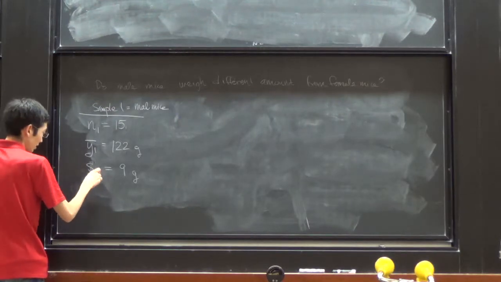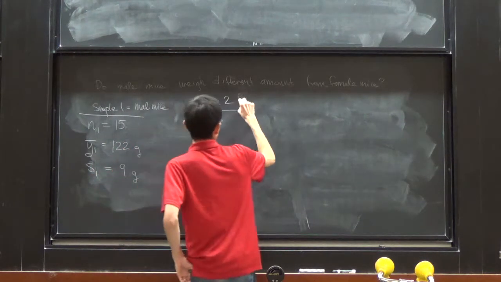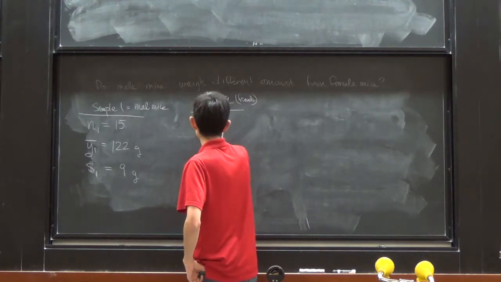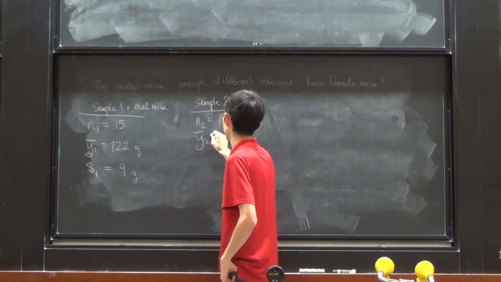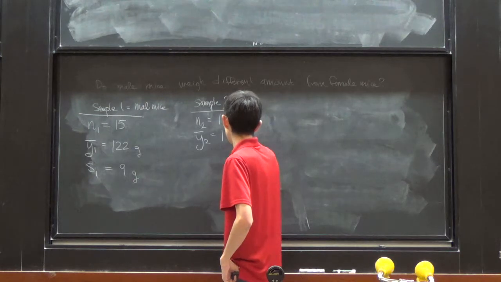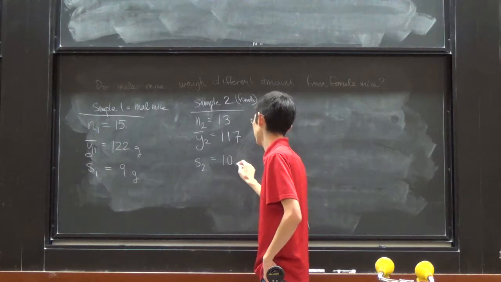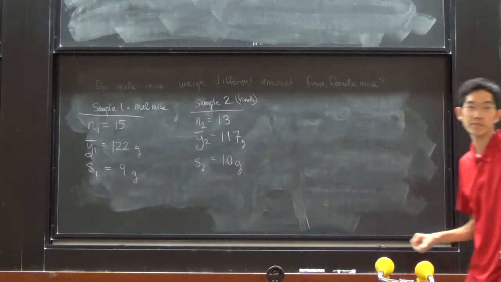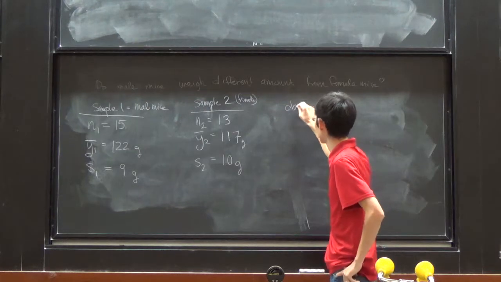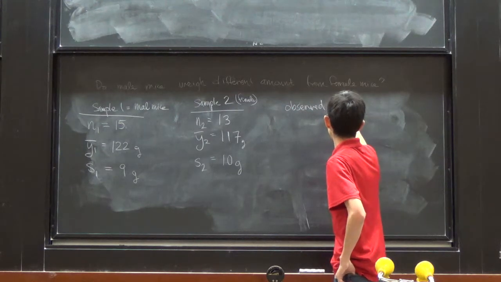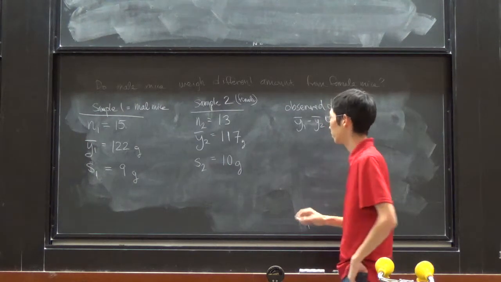Oh, sorry, standard deviation. Sample 2 will be the female mice. Let's say we have 13 of them. Y bar 2, 117, and the standard deviation 10 grams. So our observed difference between y bar 1 minus y bar 2, we have an observed difference of 5 grams.